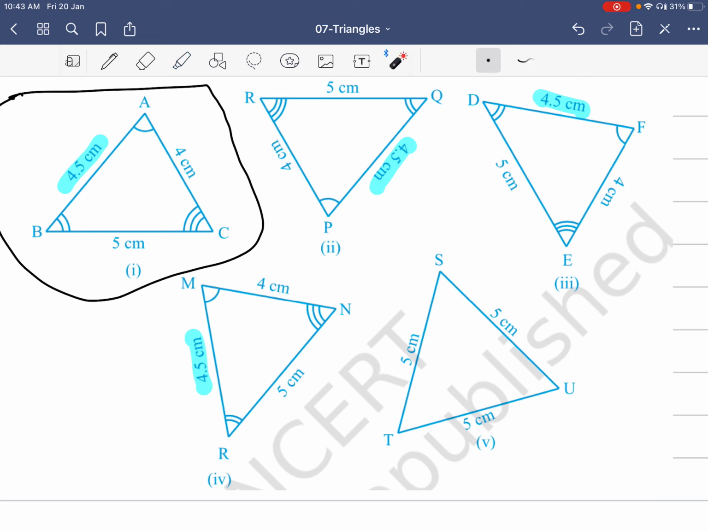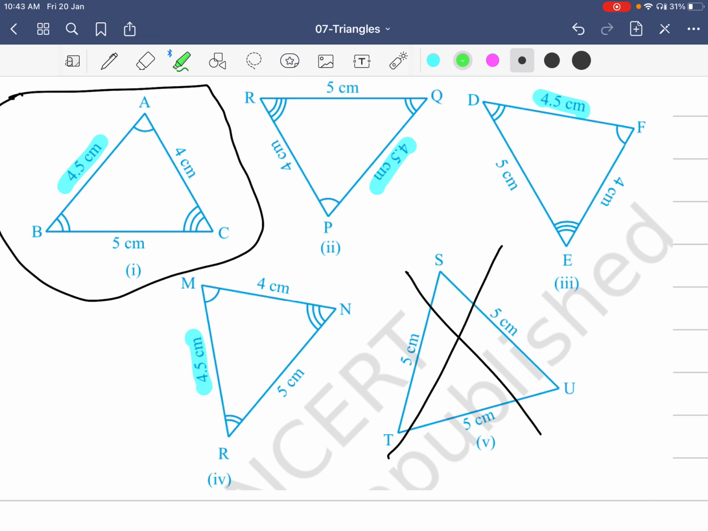Now here you can see none of the sides are 4.5. Which means this triangle can never be congruent to this triangle because there is one side which is not equal. So very straightforwardly we can cross out this triangle. It can never be equal to triangle ABC. Now let's go to the other side.